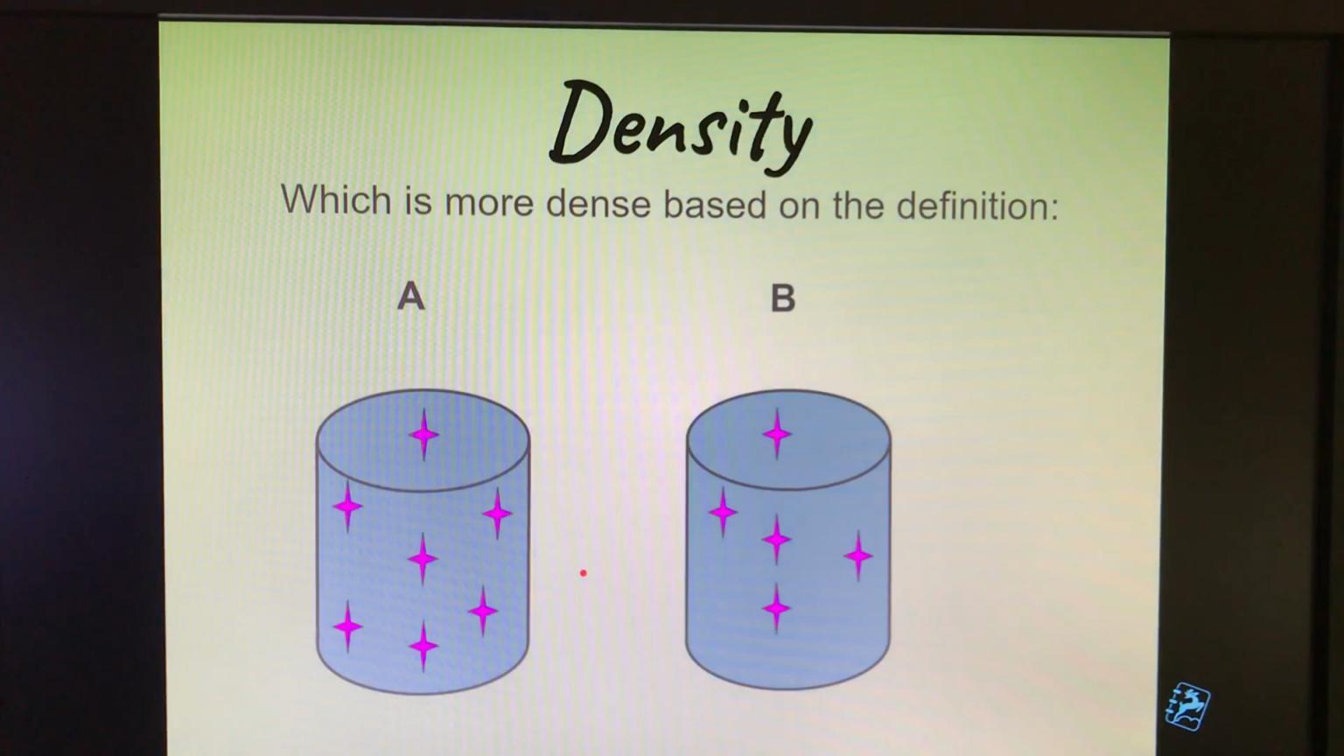One more. So, which is more dense based on the definition? If you selected A, you're absolutely correct. It is not a lot more dense than B, but it does have more atoms within the given volume, so it is more dense. Let's continue.